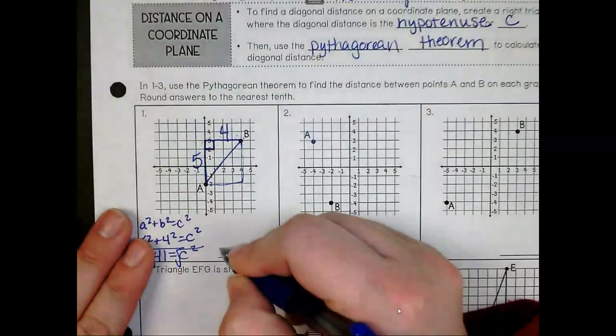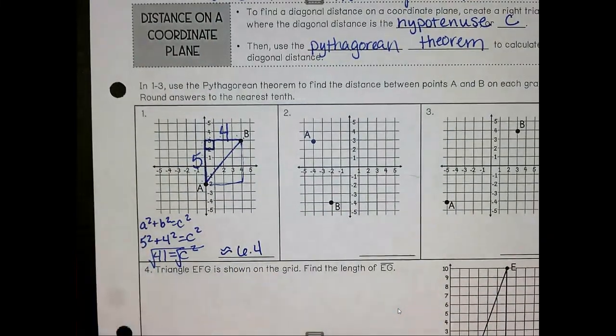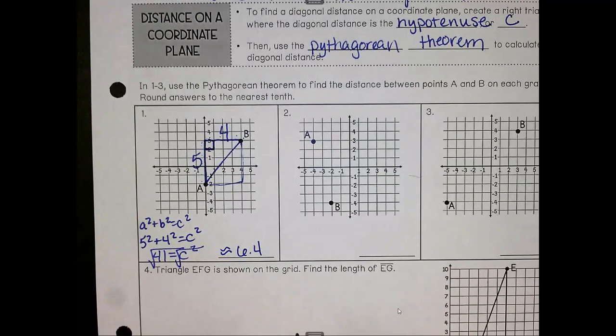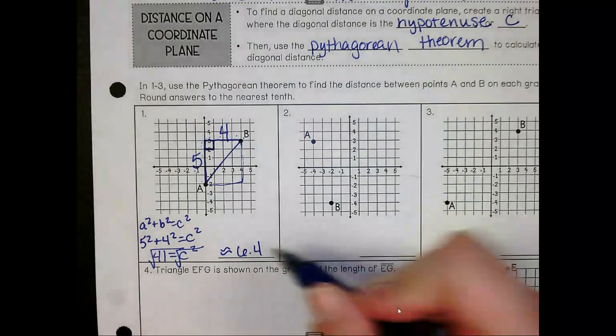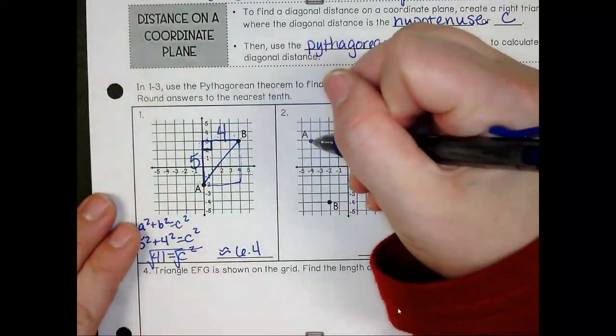6.4. Okay, what do these little squiggly lines mean? Around, about, approximately. So if we round, if I put an equal sign, is that technically correct? It is not equal to 6.4. It is approximately about 6.4. Okay, so from A to B.